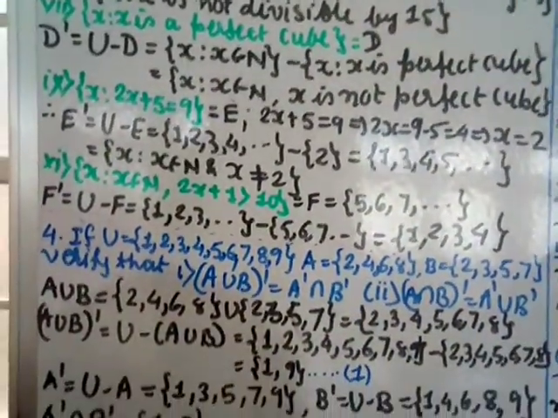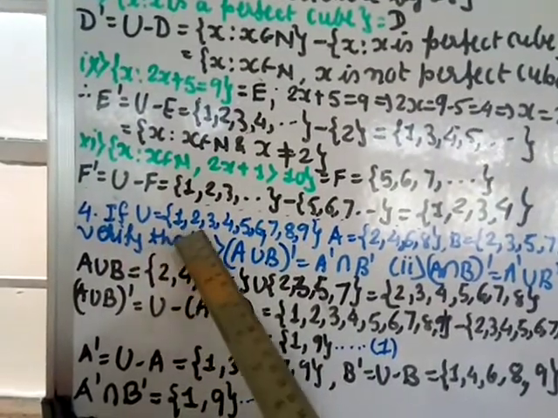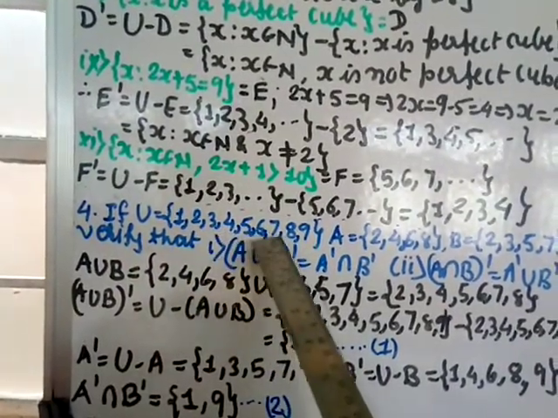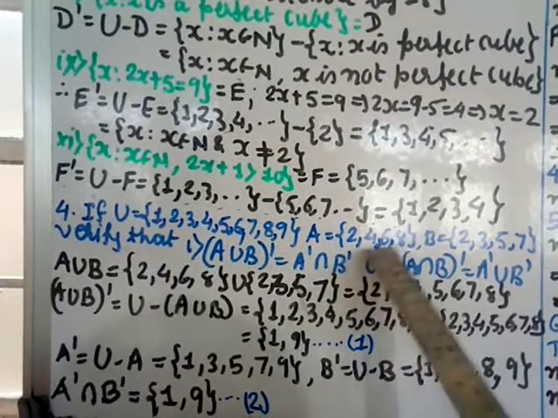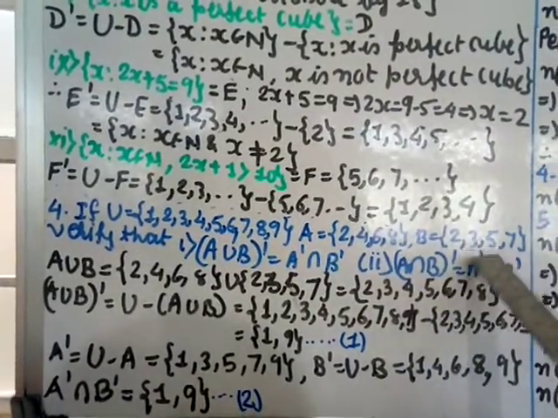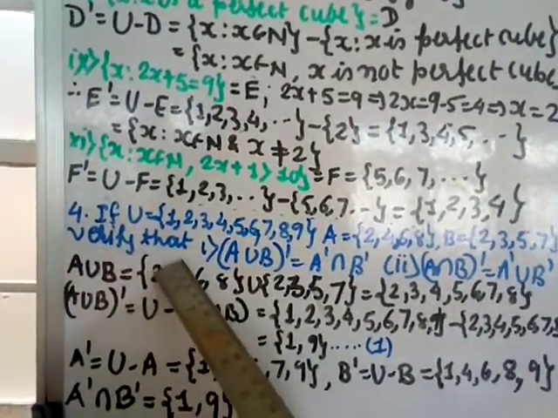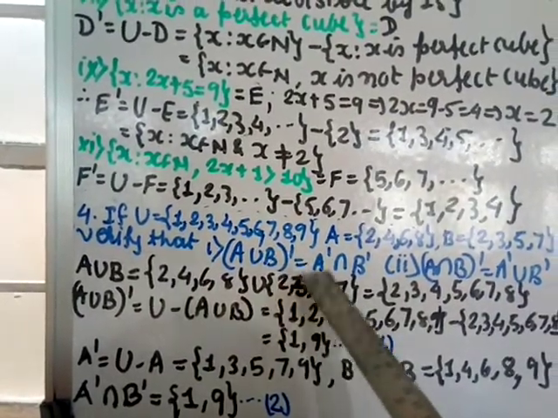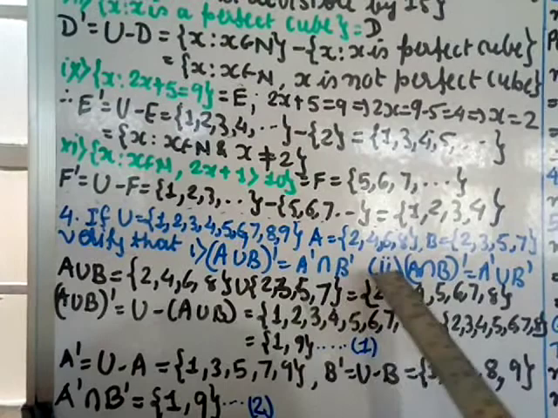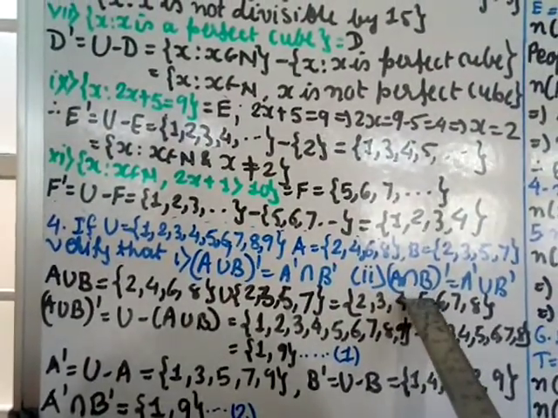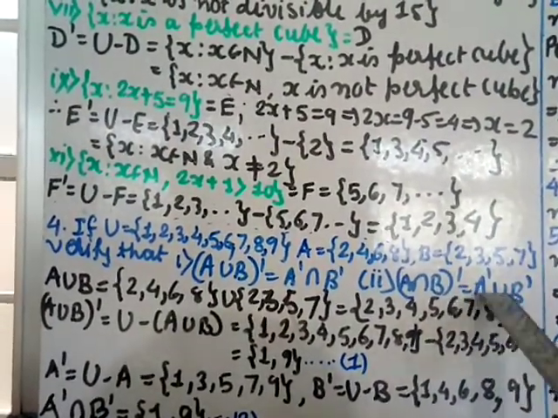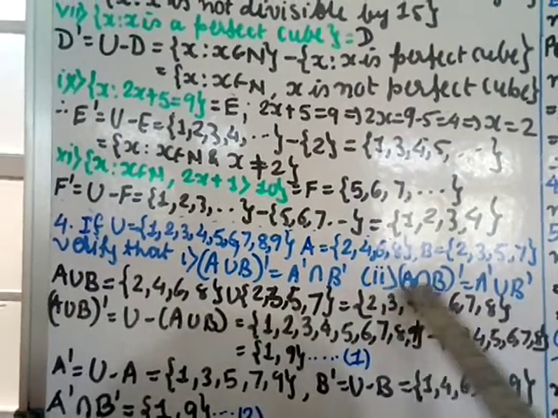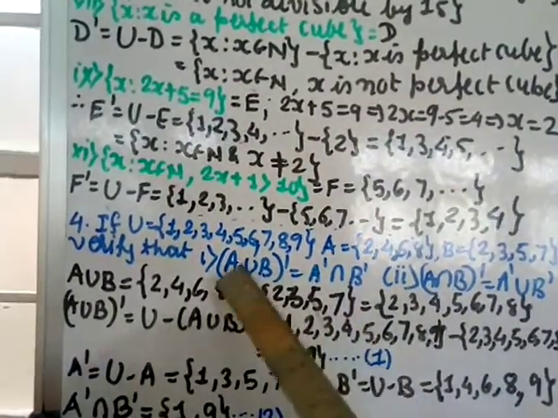Question number 4. If U equals 1, 2, 3, 4, 5, 6, 7, 8, 9, A is equal to 2, 4, 6, 8, and B is equal to 2, 3, 5, 7. Verify these De Morgan's laws. A union B whole dash equals A dash intersection B dash. And 2 is A intersection B whole dash equals A dash union B dash. This part 2 you try. I will do this for you.